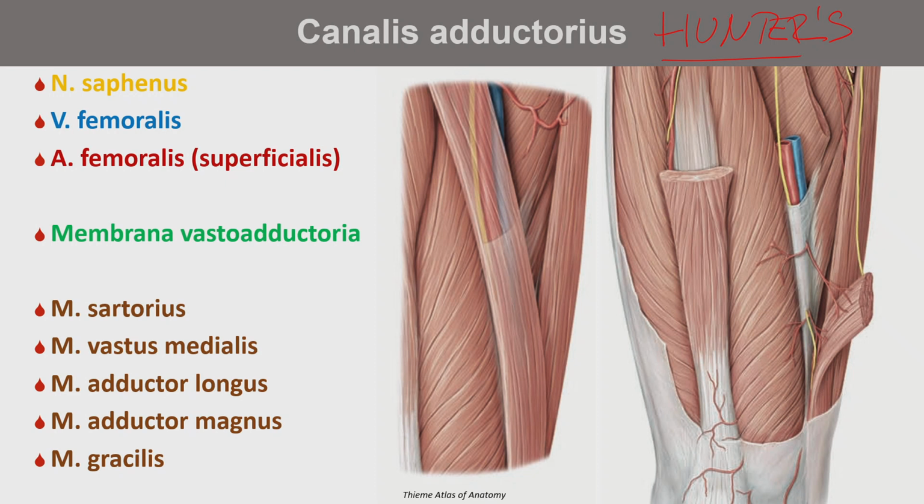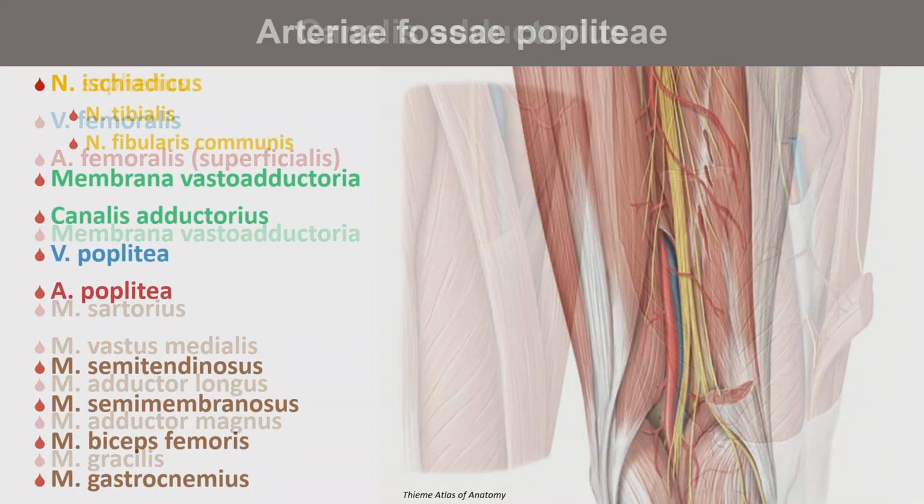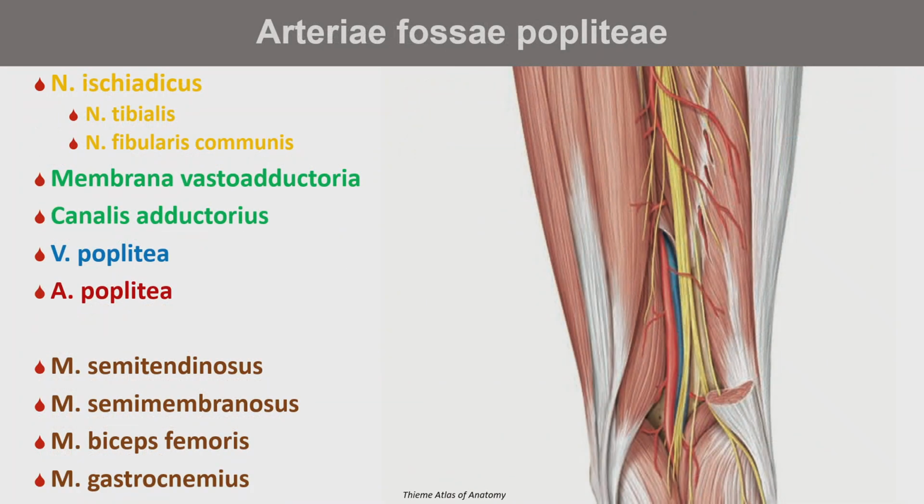Here is between vastus medialis and adductors membrane, which is shielding these arteries, and this membrane is called vastoadductor membrane, and then these arteries and also this saphenous nerve are turning back and turning to the dorsal part of the femur, to the planum popliteum and to the popliteal fossa.